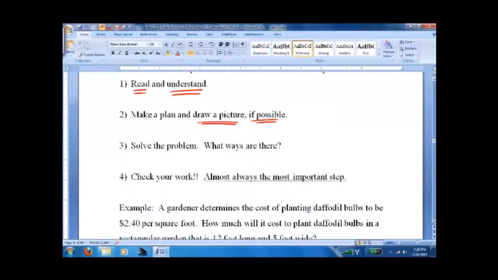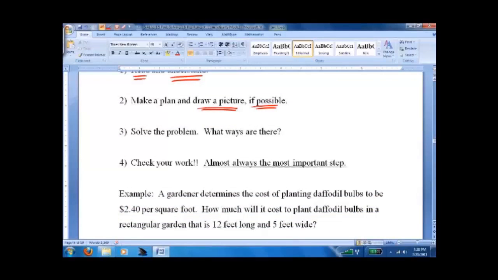Number three, solve the problem. There might be more than one way to do that. However you want to do it, guess and check, trial and error, create an equation and solve it, take an answer, plug it in and see what happens, experiment, whatever it takes. Solve the problem any way you can.